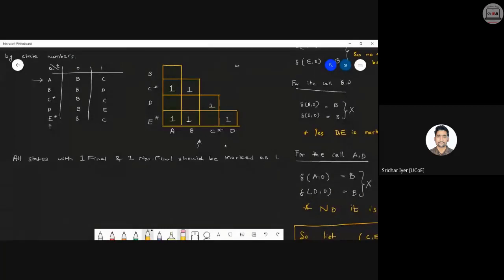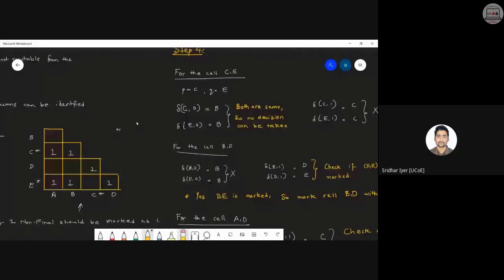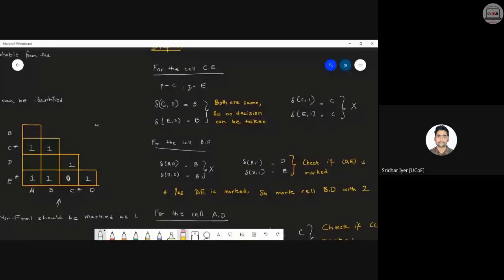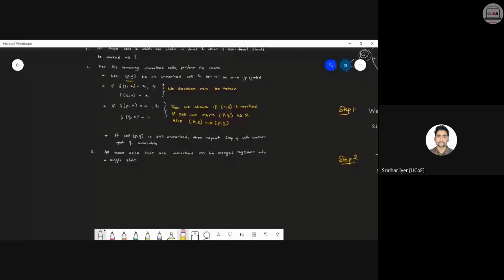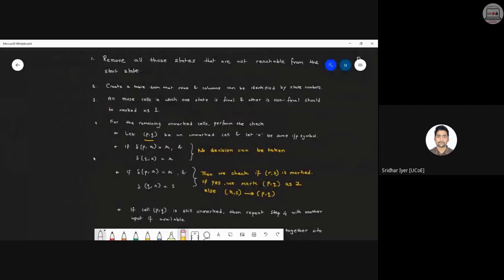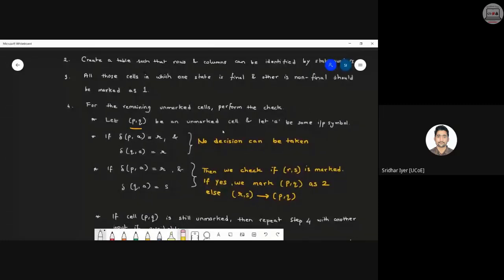So step number 4 starts from here. I am going bottom up, but you can follow any direction. I am considering this particular cell first, CE. According to our algorithm, let P comma Q be an unmarked cell. In this case, P comma Q is nothing but C comma E. So let C comma E be an unmarked cell and let A be some input symbol.